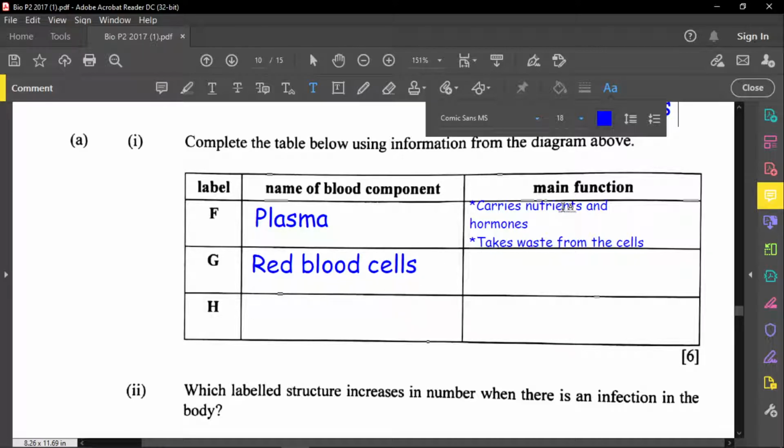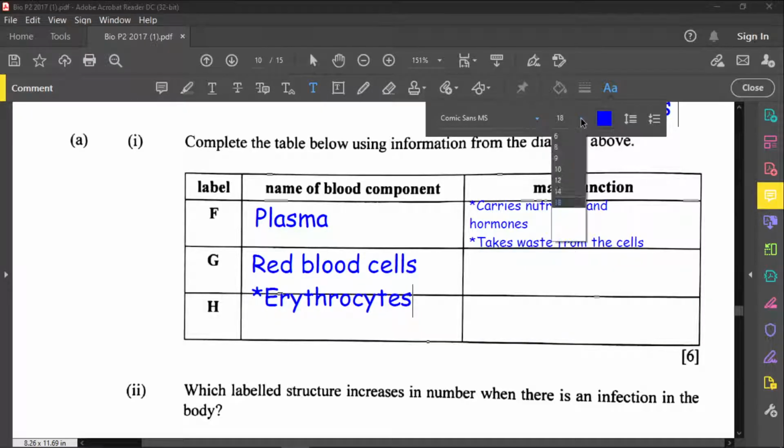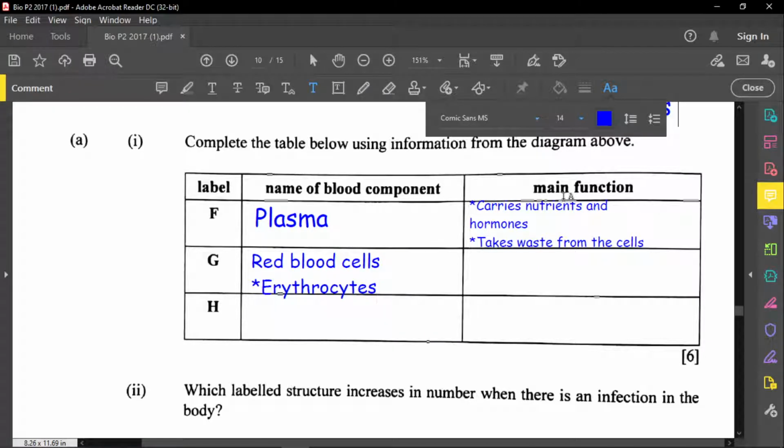All right, and red blood cells are specifically called erythrocytes. So let's put that in for you. The scientific name for red blood cell is erythrocyte. Let me just decrease this so it fits nicely. The function of the erythrocyte, our red blood cell, is to transport oxygen around the body to supply the cells with oxygen.